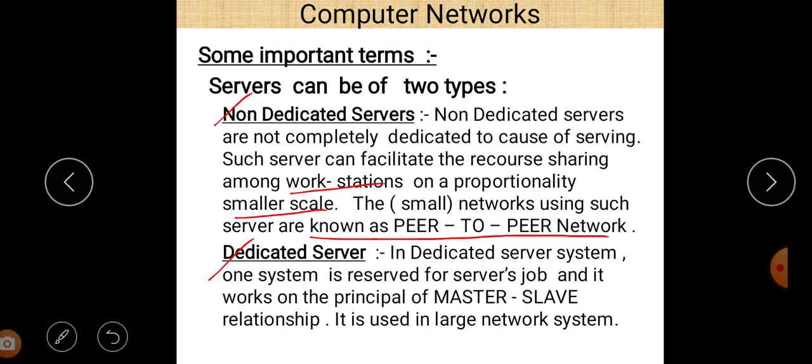Meaning all computers have equal rights in peer-to-peer networks, in which the servers are not completely dedicated to the cause of serving.